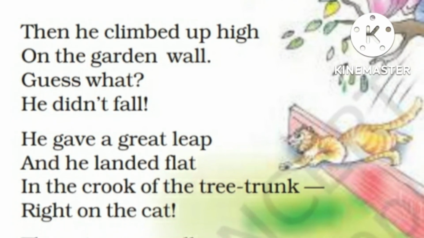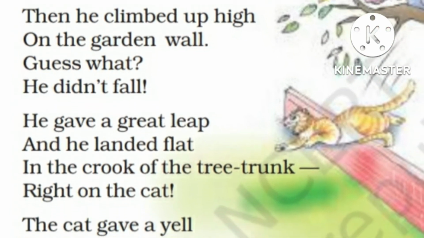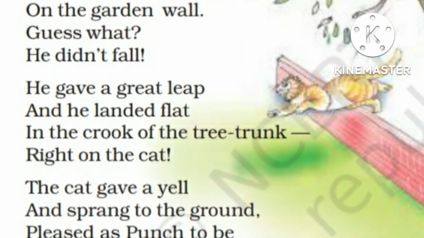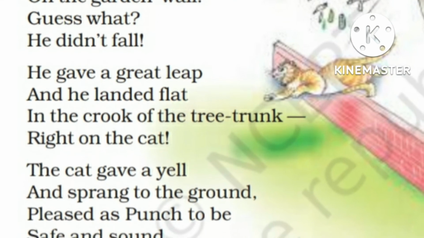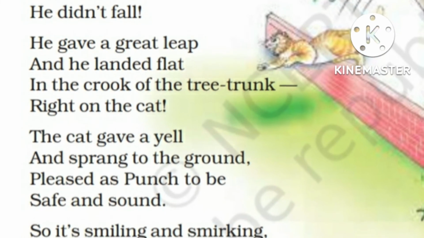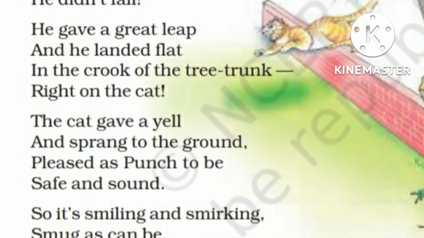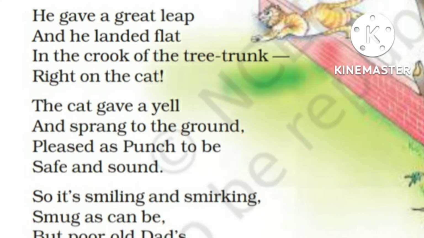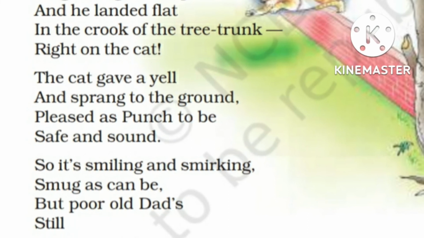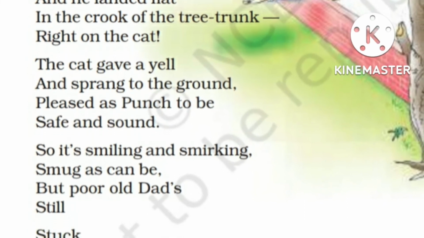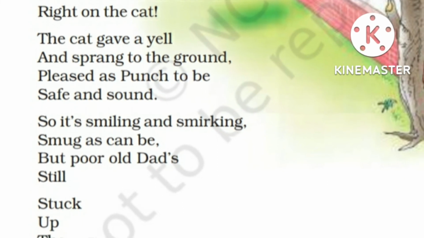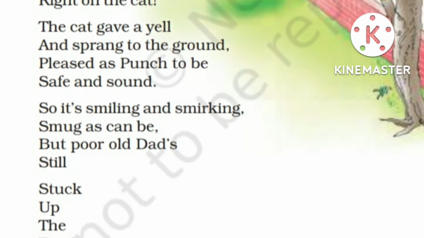The mother became shocked and more anxious and asked him to stop because she feared that he would break his neck. But he told her that it was easy and that he was going to try plan C now. He climbed up the garden wall. Luckily and surprisingly, he didn't fall. He then gave a great leap and landed in the crook of the tree trunk and onto the cat. The cat yelled and jumped down onto the ground.